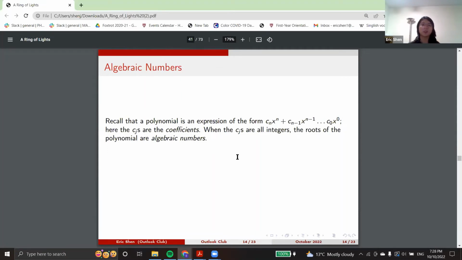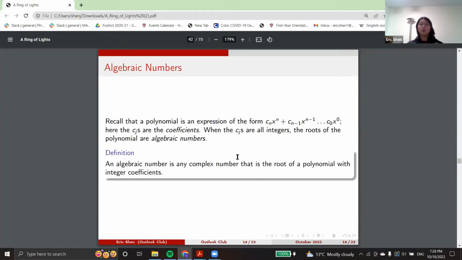When the Cj's are all integers, we're going to call the roots of this polynomial algebraic numbers. And for reference, when the Cj's are all integers, we'll call this polynomial an integer polynomial. More strictly, we define an algebraic number to be any complex number that is the root of an integer polynomial. This is a pretty complicated definition, especially if you're not super familiar with polynomials. So let's give a little refresher on what is and is not an algebraic number.